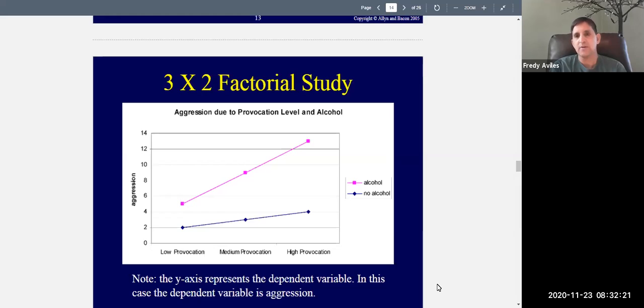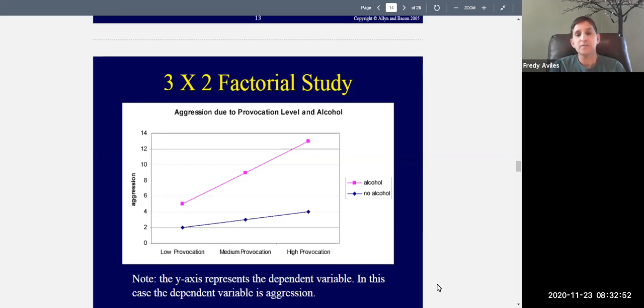Let's think about it. First thing we need to ask, are there any main effects? We could ask, is there a main effect, let's say, of alcohol? So one line refers to alcohol, the other one refers to no alcohol. When we compare the alcohol conditions, is there a main effect of alcohol? So remember, we need to look at the lines. Are they squished together? Are they close together? Or are they spread apart? You can see they're spread apart. There's a main effect of alcohol.